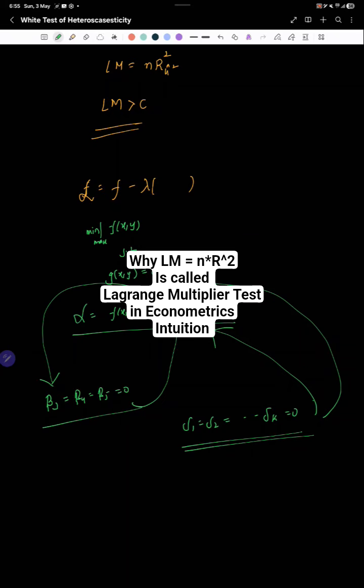So basically due to these restrictions, which I'm not going into the maths, these go into this constraint form. That's why this is termed as Lagrange multiplier, because indirectly we are setting some Lagrange and trying to maximize or minimize the function. Okay, thank you.